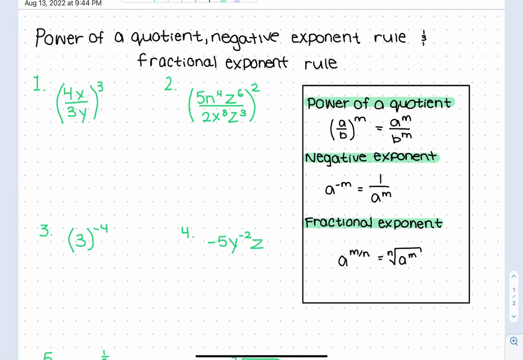Hey guys, today we're going to take a look at our final exponent rules. As you may know, we already took a look at 4 of them, and so we have 3 left to look at. These 3 are a little bit different and sometimes a little bit harder to use.